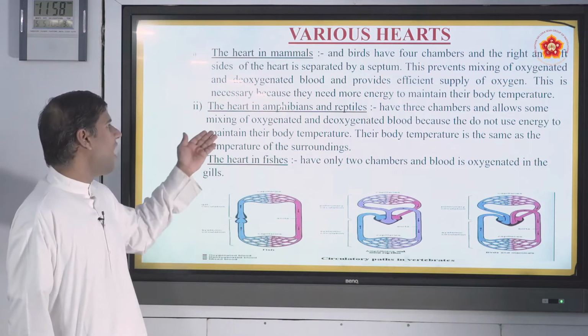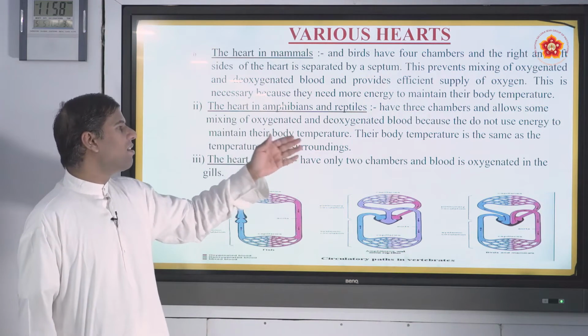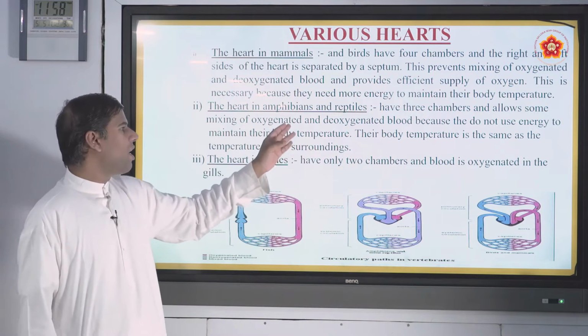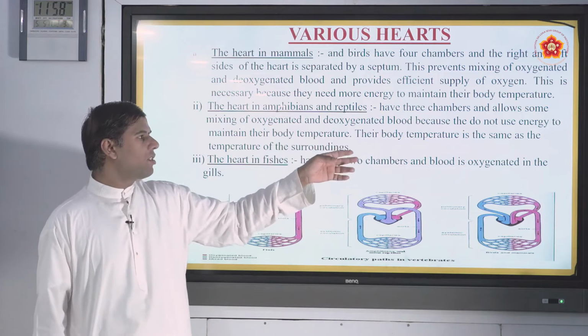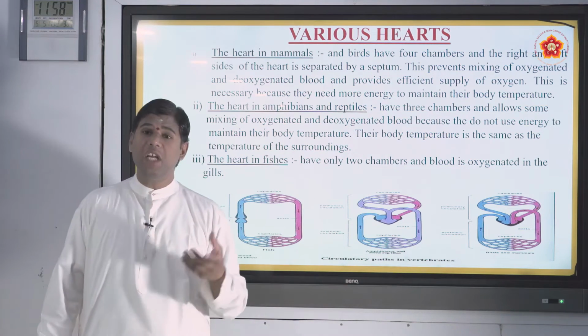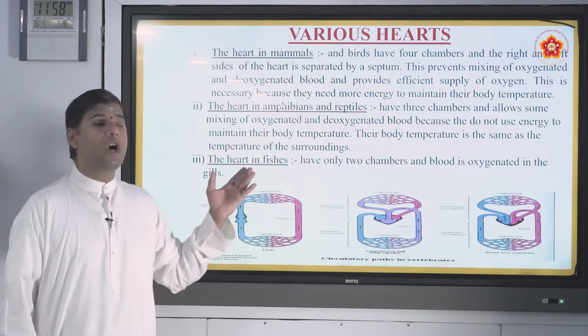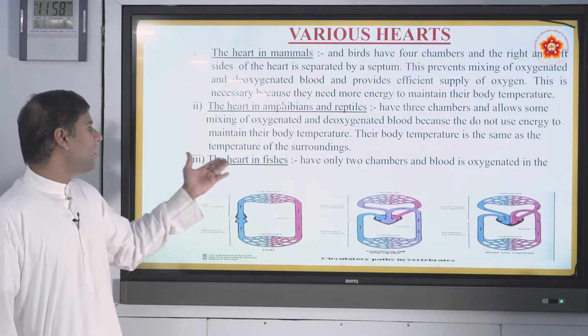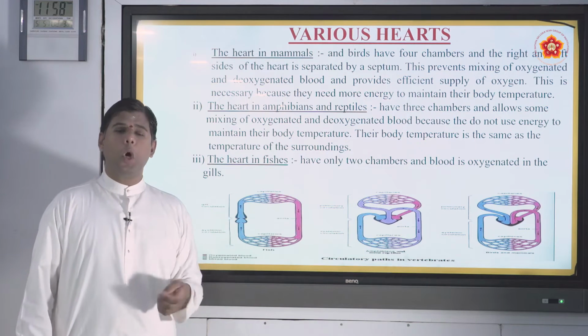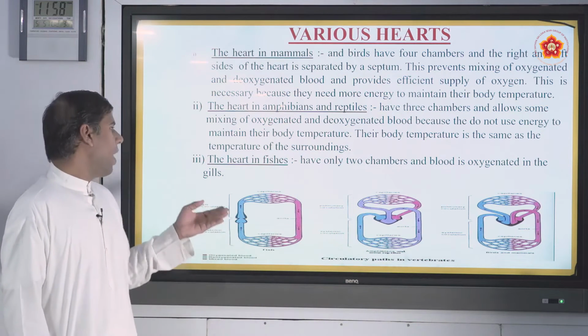If you go to the heart of amphibians and reptiles, they have a 3-chambered heart, which allows the mixing of oxygenated and deoxygenated blood, because they do not use energy to maintain their body temperature. We use our energy to maintain our body temperature, but they do not. Their body temperature is the same as the temperature of the surroundings, and some of these animals are called cold-blooded, alright.